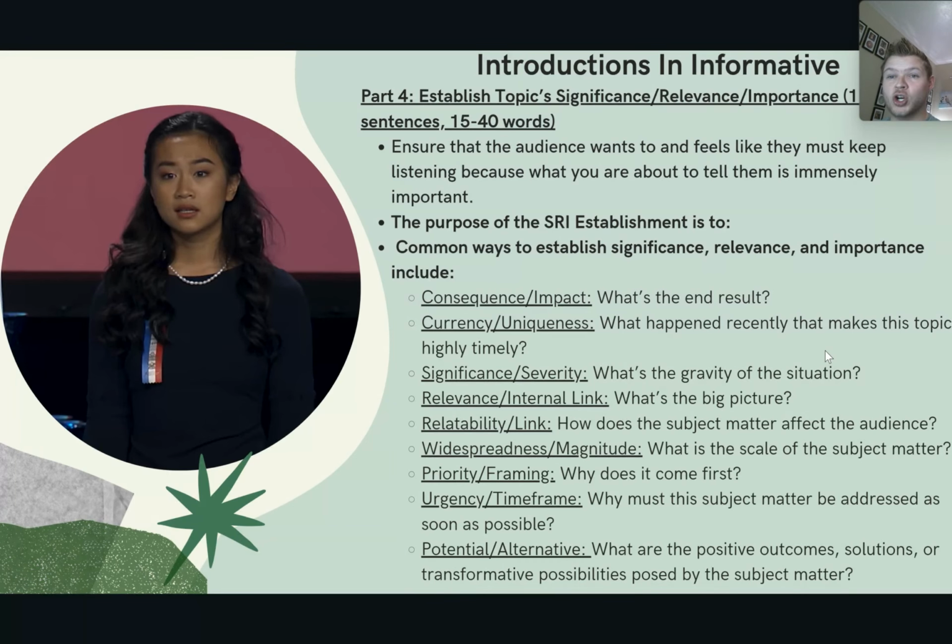You can talk about the urgency or the time frame behind your topic. What incoming deadline, crisis, or near future possibility gives your topic immediacy? Why must this subject matter be discussed as soon as possible? And then lastly, you can talk about the topic's potential or alternative. What are the positive outcomes, solutions, or transformative possibilities posed by the subject matter?